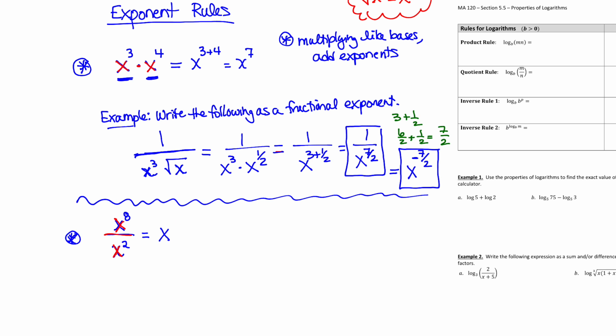So let me erase this. So that would be 8 minus 2. And so that would be x to the 6th. So that becomes the second rule. So if you're dividing like bases, we subtract exponents.